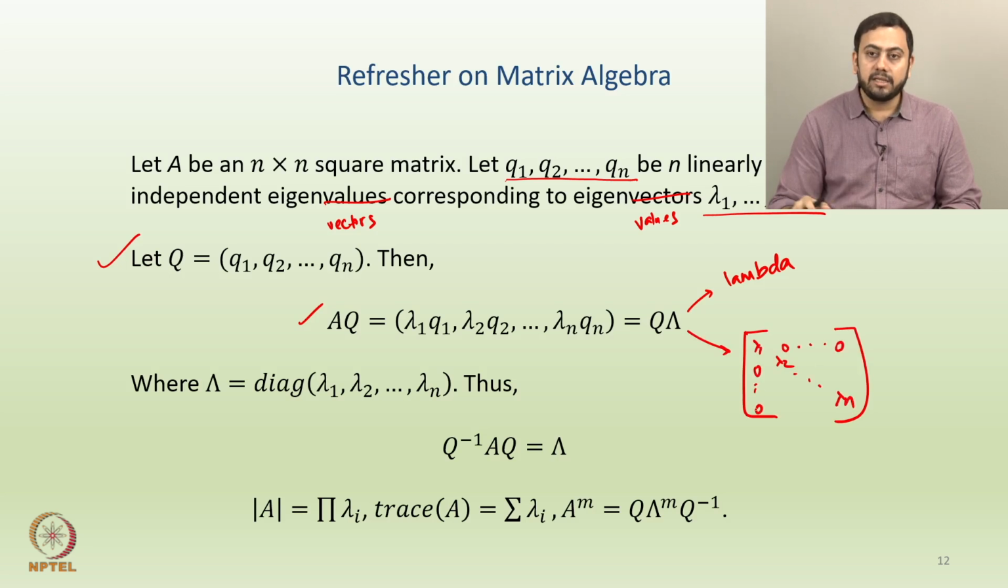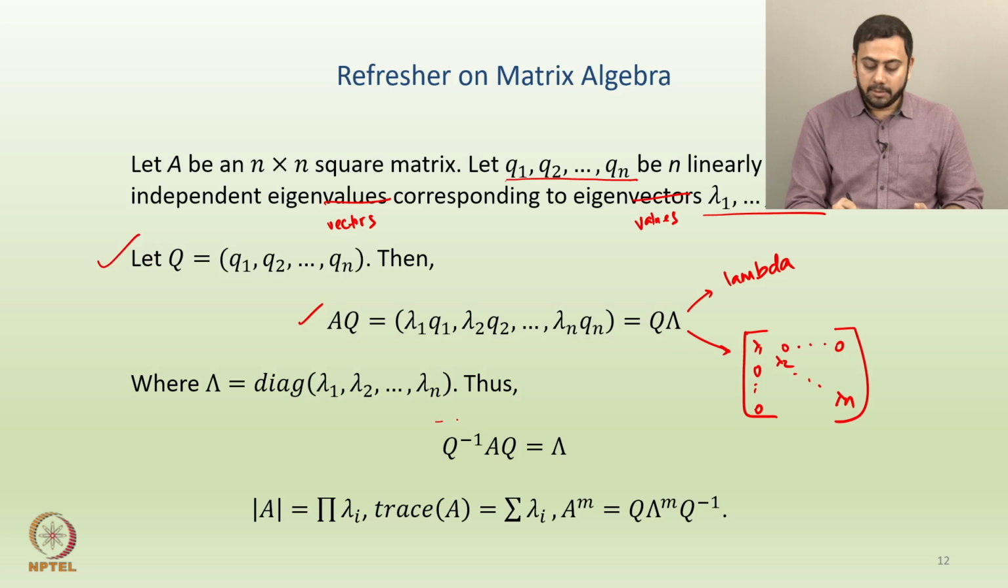So, this is a diagonal matrix containing the eigenvalues in the diagonal and all other values are zeros. Okay. And then using this expression that you see here, what would happen if you pre-multiply by Q inverse? So, Q inverse AQ would be nothing but Q inverse Q lambda, isn't it? If you pre-multiply by Q inverse on both sides, Q inverse AQ equals Q inverse Q lambda, and of course, Q inverse Q would be identity. So, you are left with lambda.